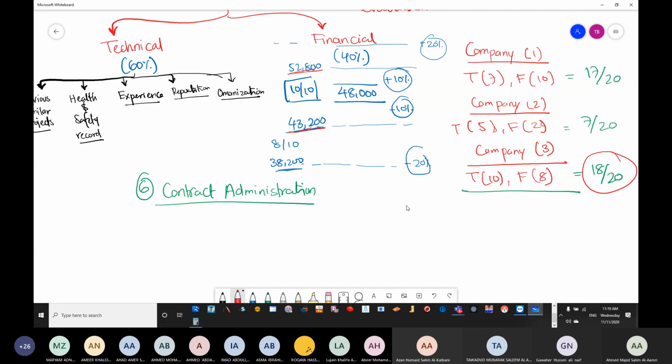Okay, so when we talk about contract administration, we talk about finalizing and signing the contract. So we have already done the evaluation, we have finished everything, so the next step is to sign the contract. When we say contract administration, it means that now it's time to finalize and sign the contract with company number 3, because they have won the evaluation. Is it clear? Are we clear?